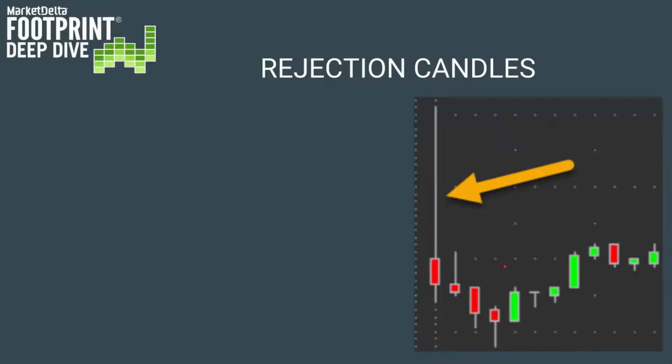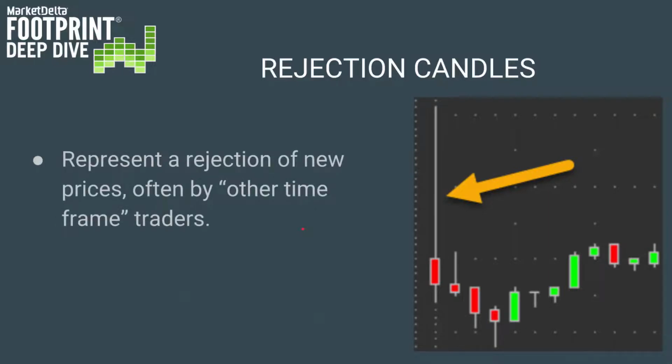So let's move on. Here's a rejection candle. You're actually going to see the full chart of this in a moment. This was the open for the day. It opened here, traded up, got rejected in a big way. Notice how there's a lot, this is probably 4 or 5 times the body of the candle. It got rejected, and notice it came right back to test the open, and you'll see how that turned out in just a moment. So it represents rejection of new prices, often by other time frame traders.